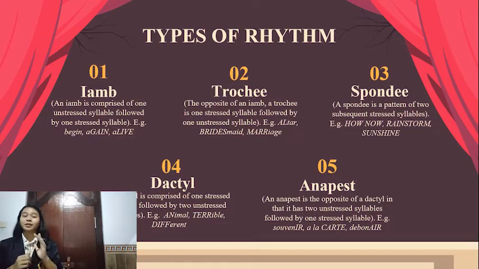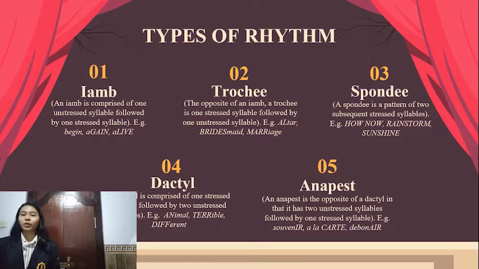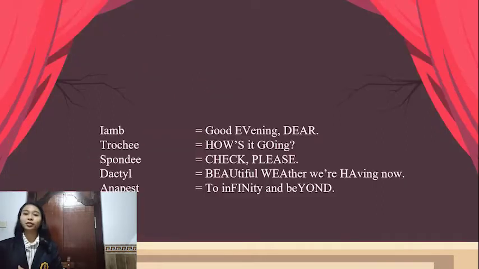The next one is dactyl. A dactyl is comprised of one stressed syllable followed by 2 unstressed syllables. For example, animal, terrible, different. And then the last is anapest. An anapest is the upside of a dactyl, in that it has 2 unstressed syllables followed by one stressed syllable. For example, souvenir, alacrity, and also debonair.